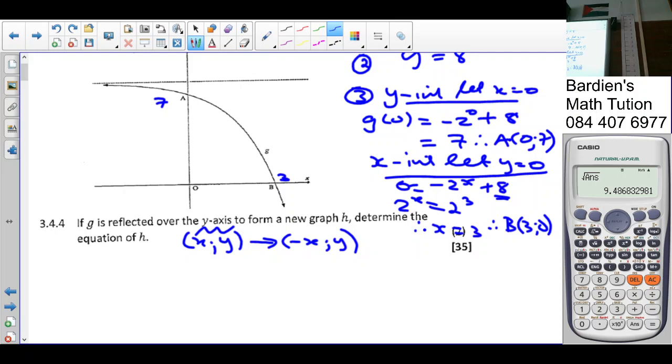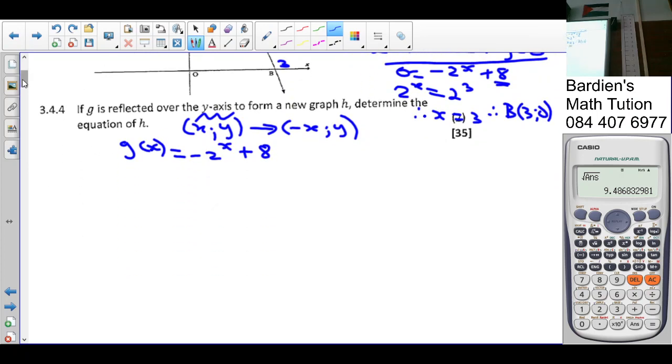So the g of x graph is y equals negative 2 raised to x plus 8. If I let x become negative, then we'll have y equals negative 2 raised to negative x plus 8. You all agree with that?